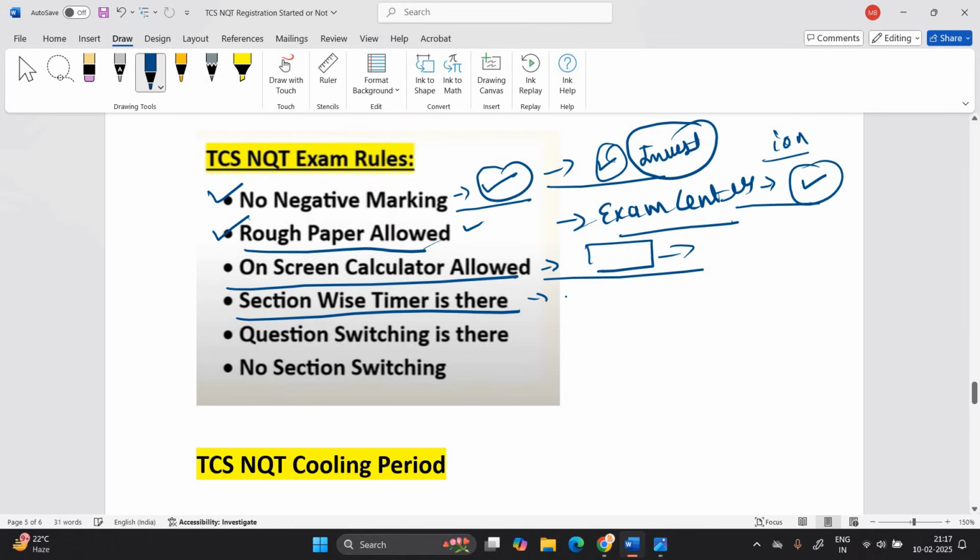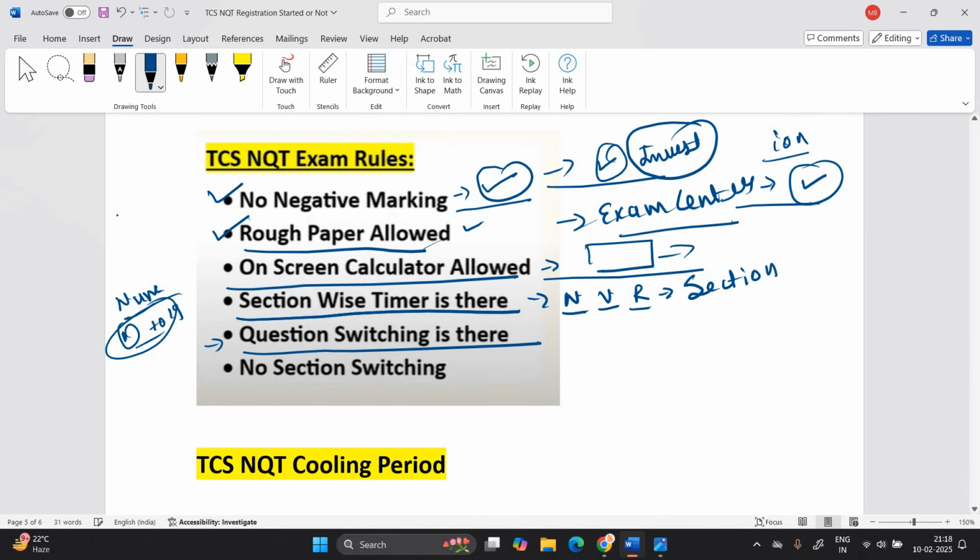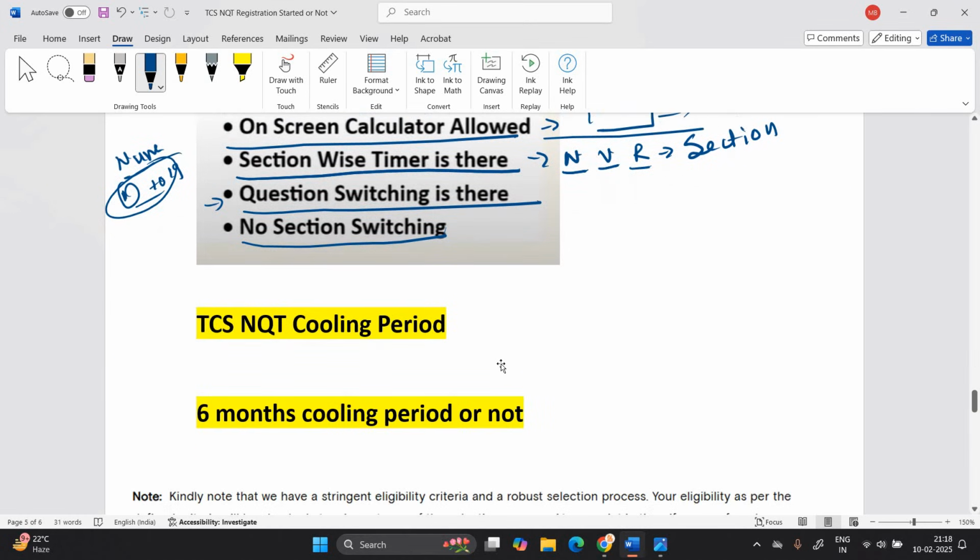Section-wise timers are there. Suppose you are attending the numerical, the verbal, the reasoning, so particular section-wise timers are there, okay. Question switching is there, okay. Question switching means suppose you are in the numerical section, you want to switch from question number 1 to 19, so you can switch the question, okay. But suppose you are in the numerical and you want to switch to the verbal, it is not possible, so no section switching is there. And these are the TCS NQT exam rules, the updated exam rules.